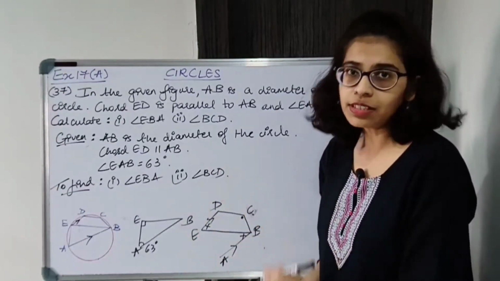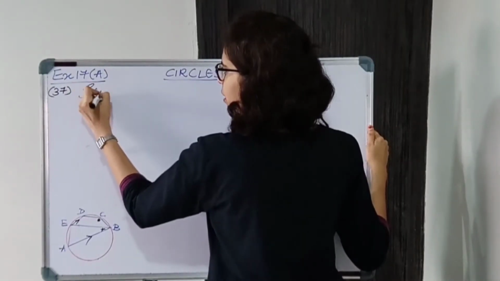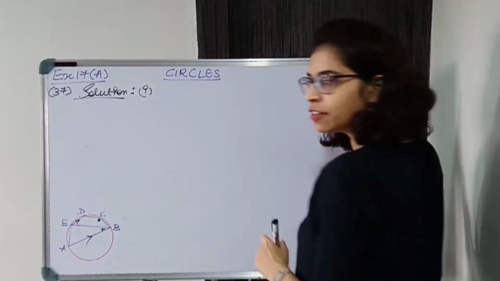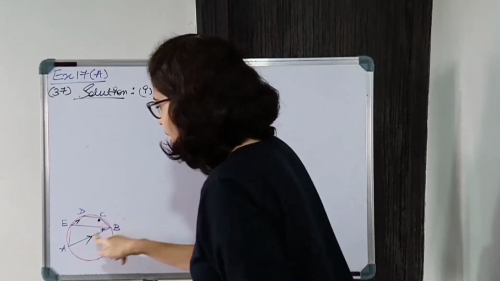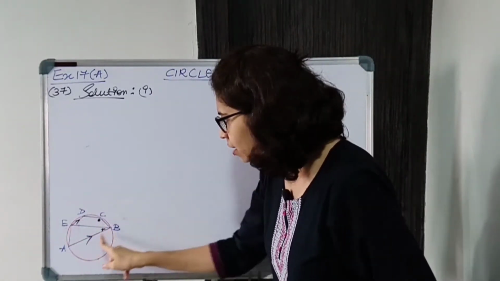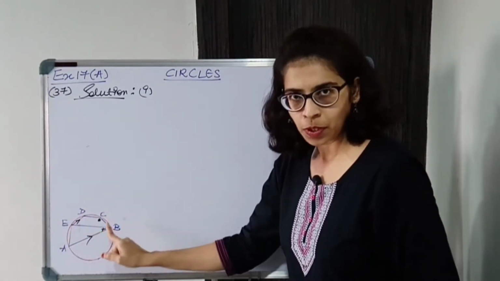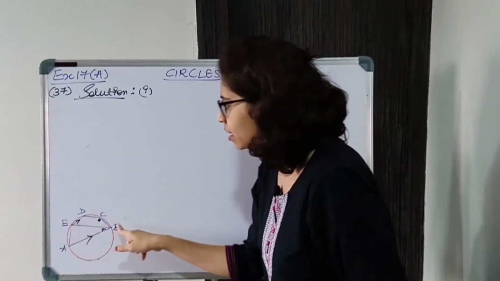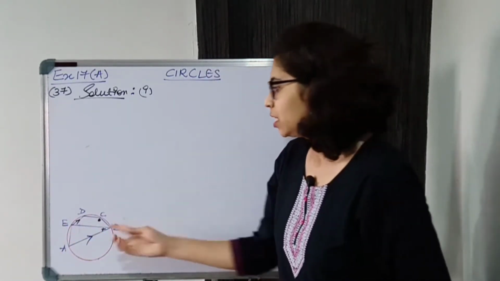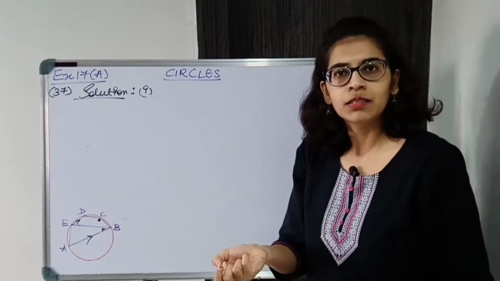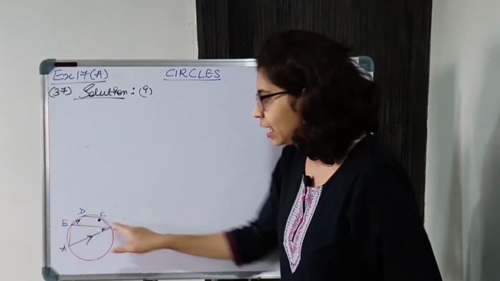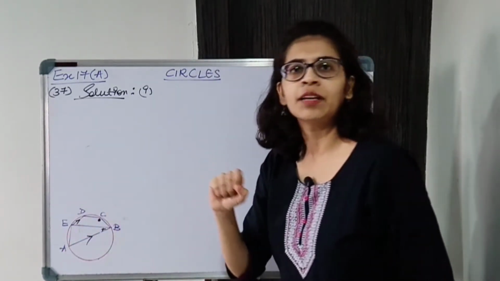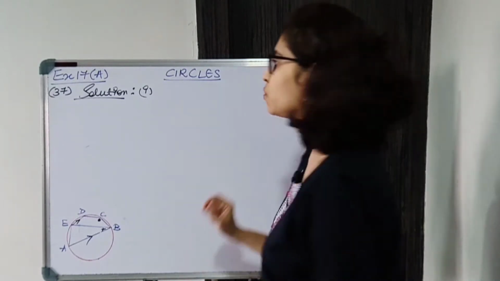Now let us start with the solution. Now solution, first part angle EBA find करना है. EBA के लिए I'll consider the triangle AEB. Okay, I know angle EAB, I can find angle AEB, and therefore I can find the third angle. I am given EAB but AEB तो मुझे find करना पड़ेगा. So let us consider this diameter. We are given that AB is the diameter of the circle.